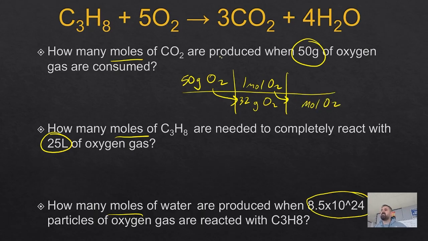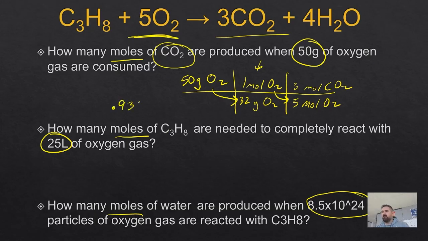And then this time it's asking us for our ratio. So after moles, it's always mole ratio. And our ratio is going to be comparing O2 to CO2. So what goes at the bottom? 5 moles of O2. And then how many moles of CO2? 3 moles of CO2. So in your calculator, this is going to be 50 divided by 32, hit enter, times 3, hit enter, and then divide by 5. And you should get 0.938. And then our unit is just going to be moles of CO2.